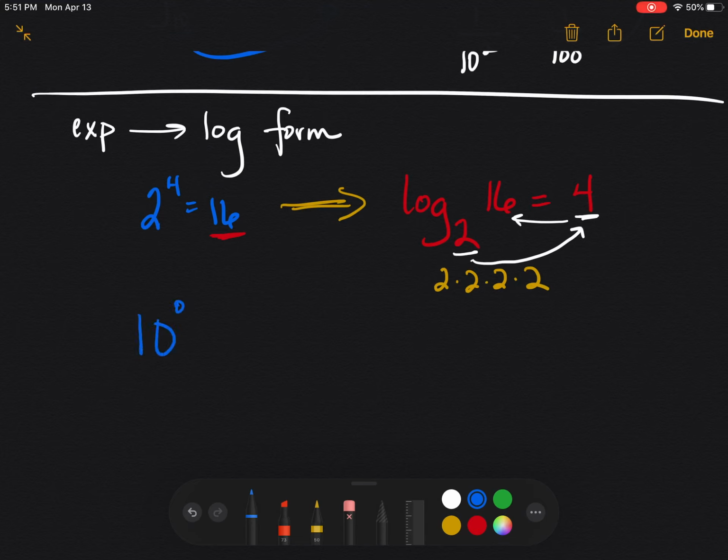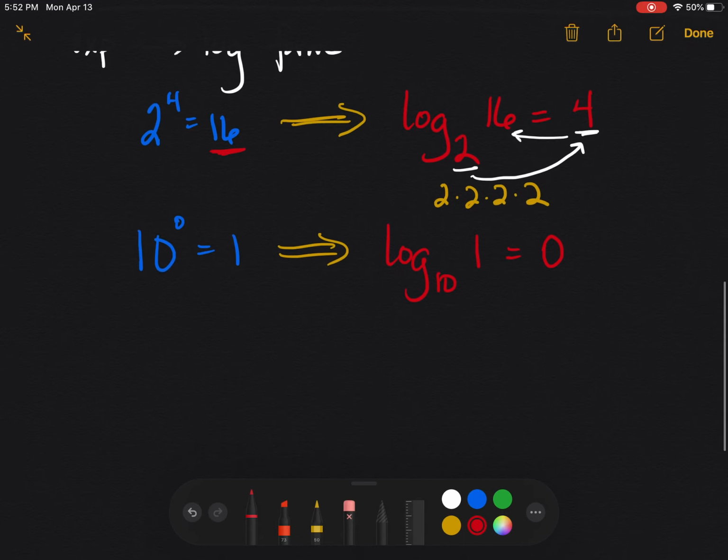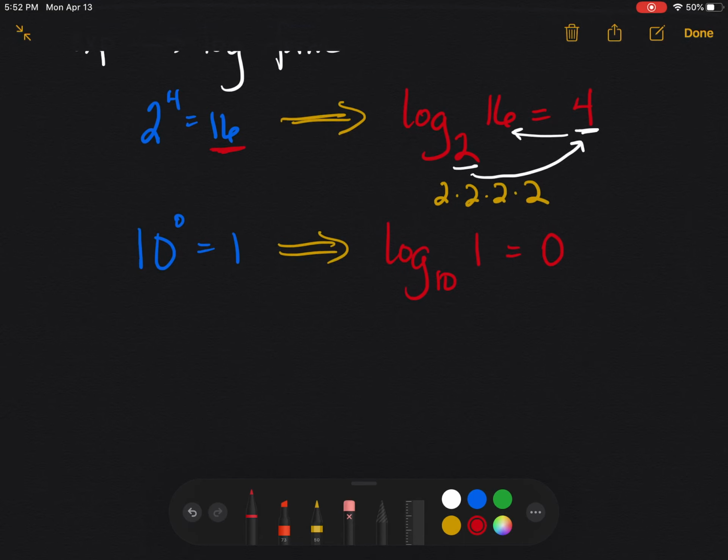10 to the 0 power equals 1. Remember that little tidbit that everybody always forgets? Okay, well, if we write that in log form, our base is 10. Our answer is 1. 10 to the what power equals 1? 10 to the 0 power equals 1. So you know that any log where there's a 1 here, the answer is going to be 0.